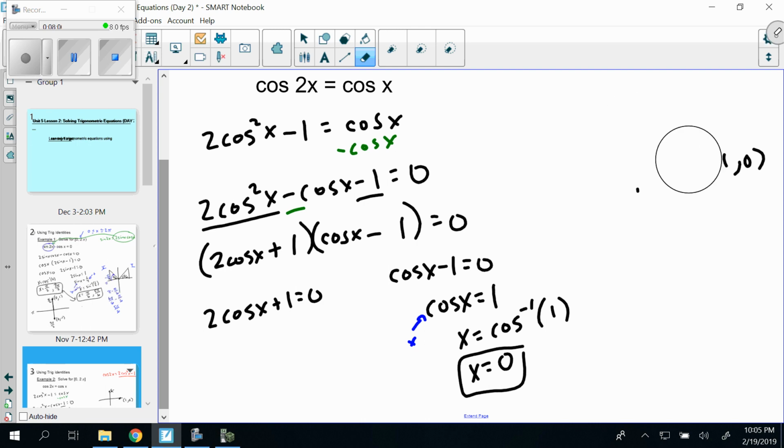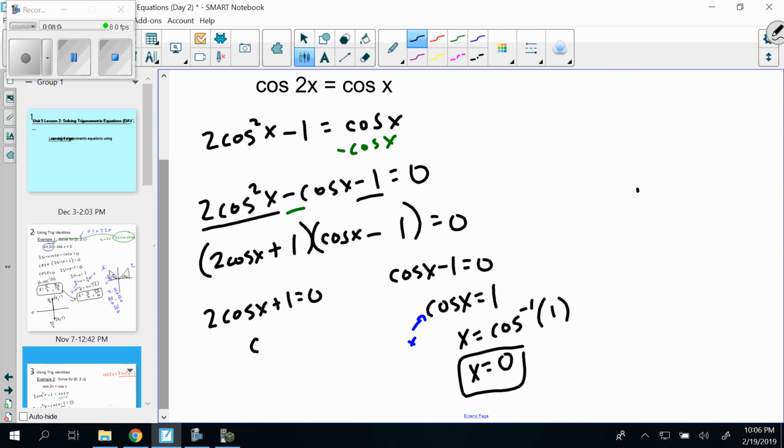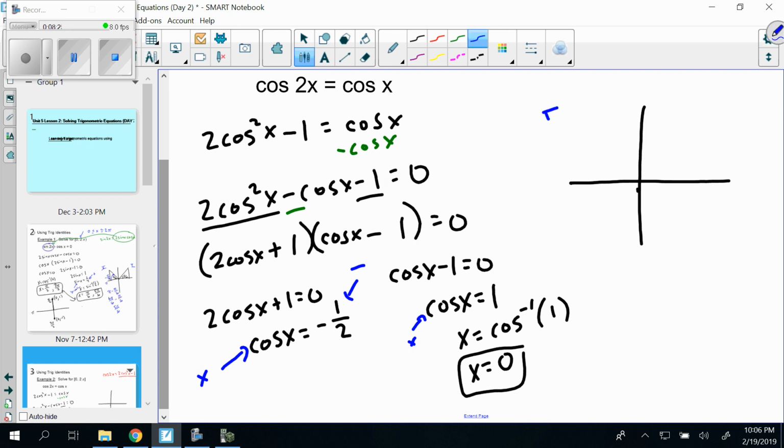All right, so now second one, do the same thing. Here we want to subtract 1 and divide by 2, so you're going to get cosine x equals -1/2. Here it's our x value again, and it's negative. That should tell us our answers on this one are going to come in the two quadrants where x has a negative value. That would be the second quadrant and the third quadrant.